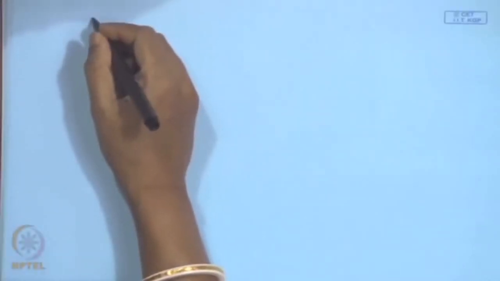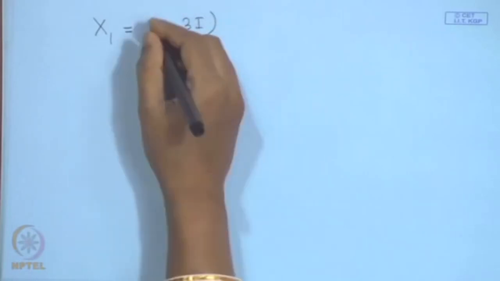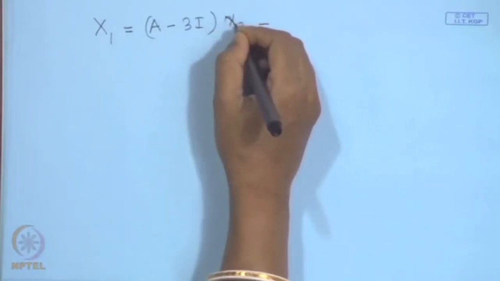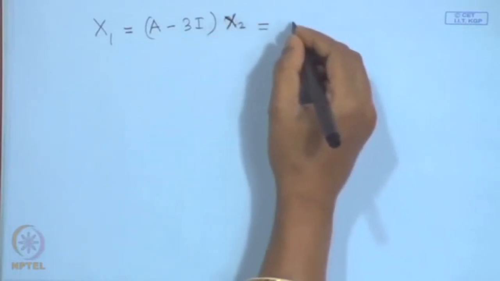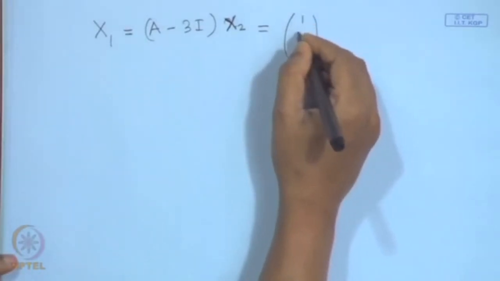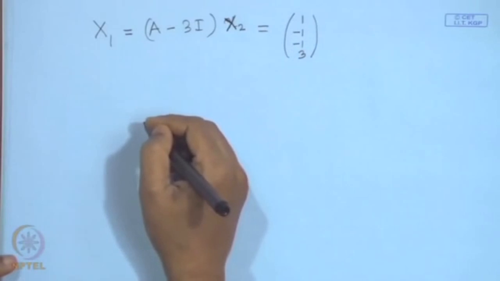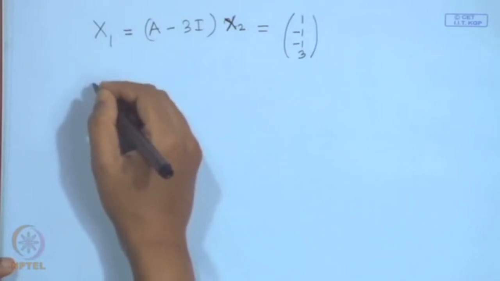Next we can find x1 from x2: x1 is A minus 3 I times x2. One can compute it. We are considering this as our capital X2, so we get X1 as the vector 1, minus 1, minus 1, 3. So now we have got this X1 and X2.